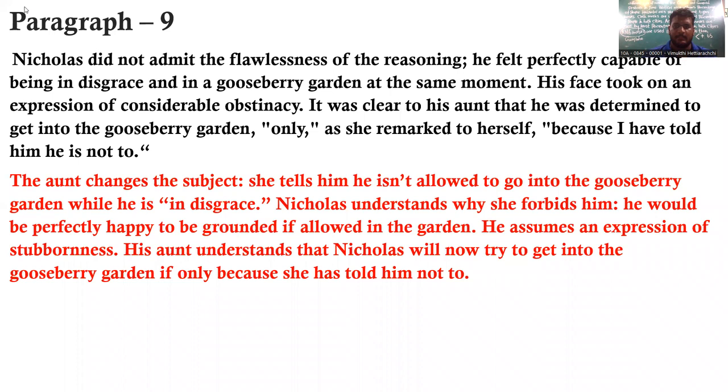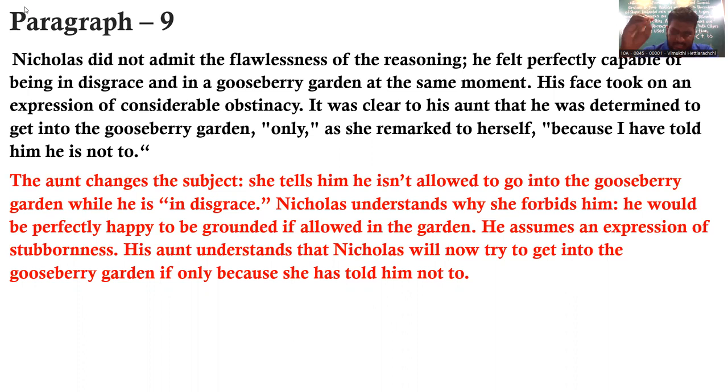Even though the aunt said that they are punishments, they were not punishments to Nicholas. Now the first one, we can clearly understand that the aunt is trying to take all the other children to the Jagborough beach and Nicholas will be alone inside the house. That is the first punishment.